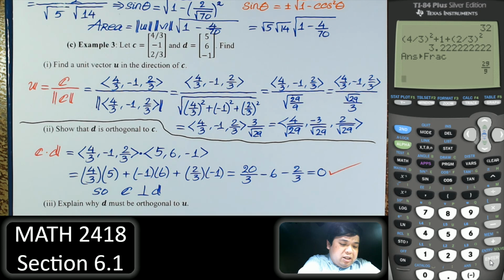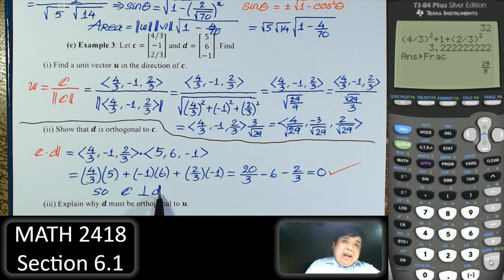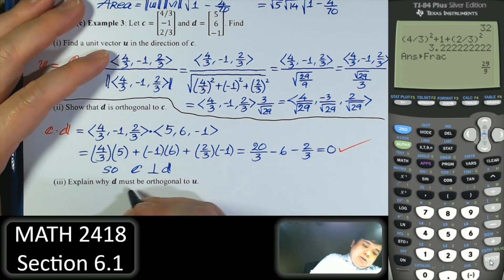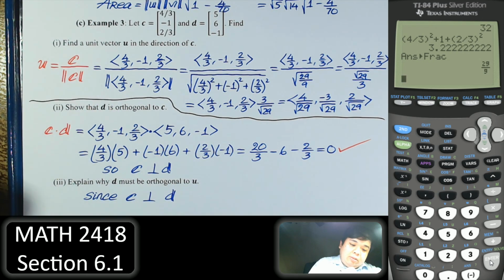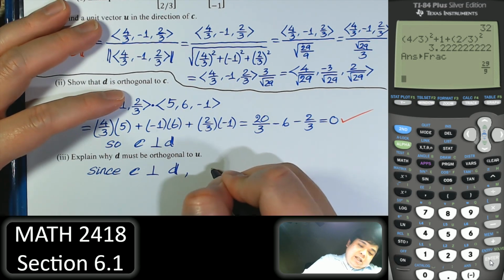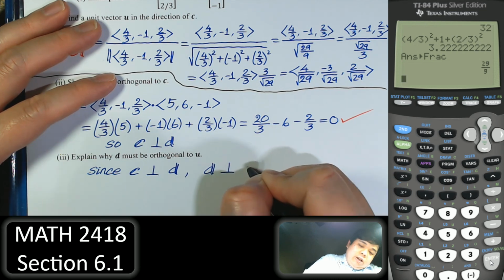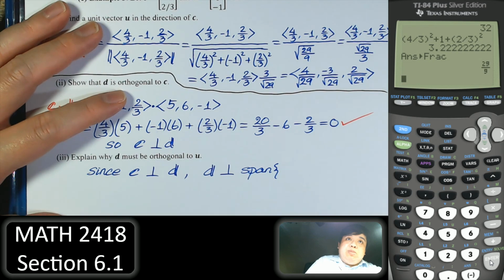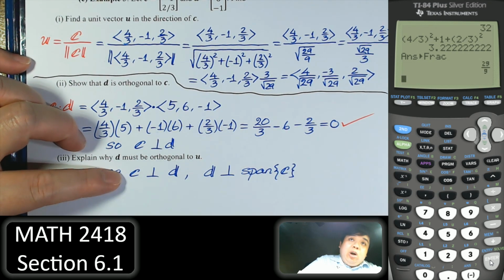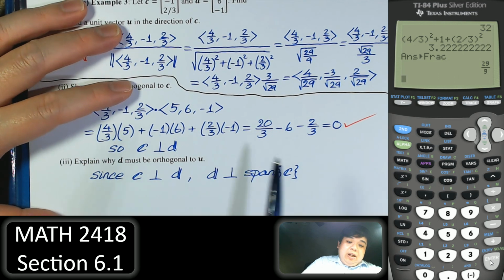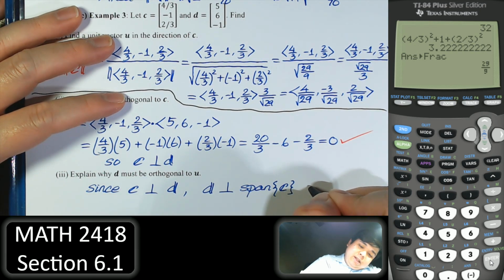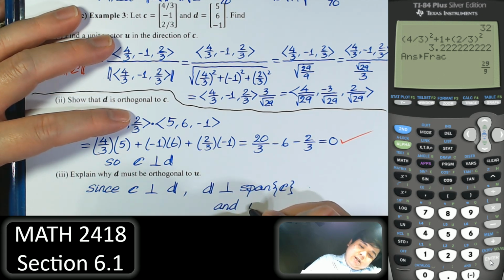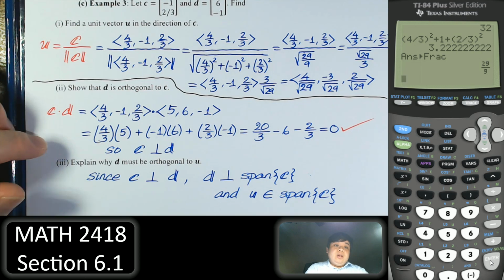Right. And since C is orthogonal to D, C is orthogonal to anything in the space spanned by D. So we can write it like this: since C is orthogonal to D, or D is orthogonal to C, D is orthogonal to the space spanned by vector C. And since U is pointing in the same direction as C, U is in that space spanned by C, so D is orthogonal to U.